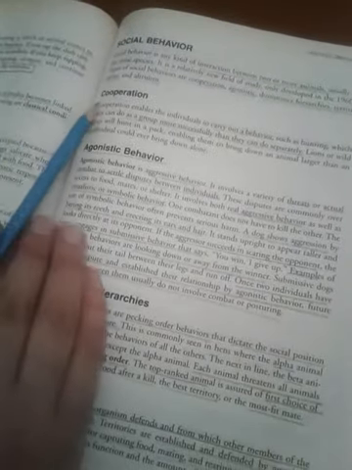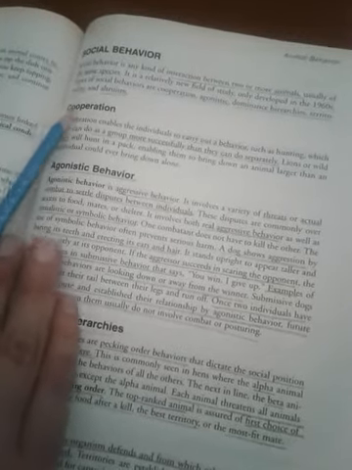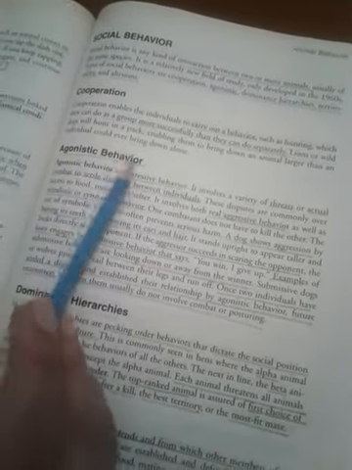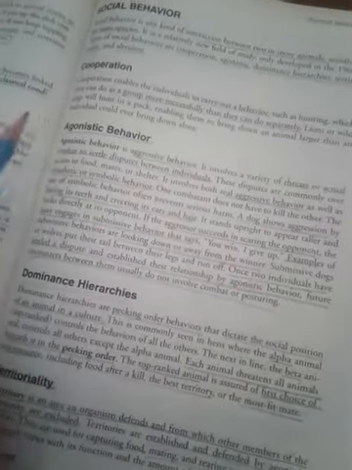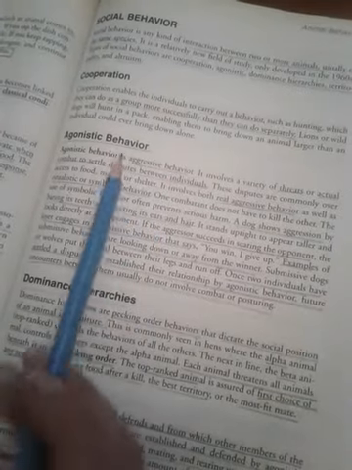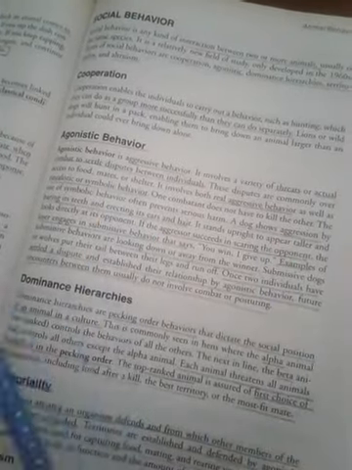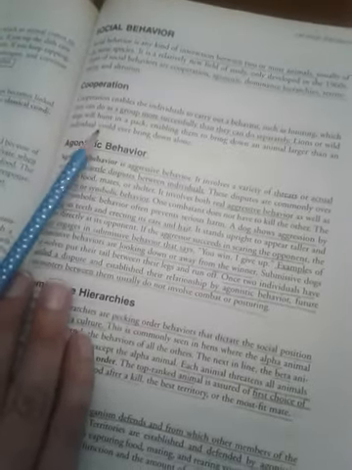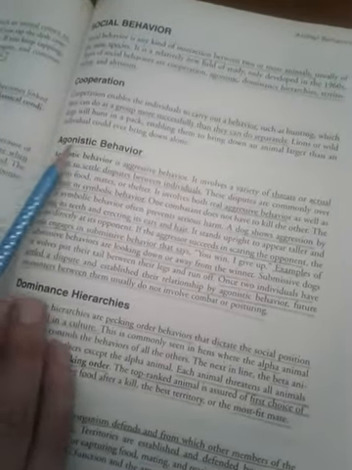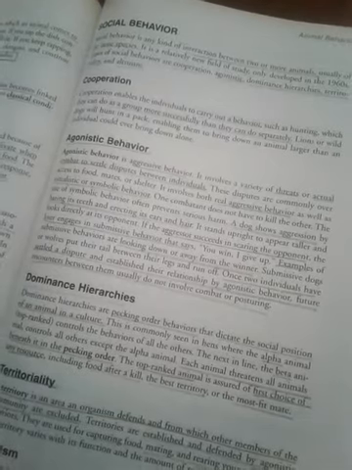So back to cooperation. And the cooperation, the result of the behavior would be better if done by more than one person. For example, hunting with lions or wild dogs. They hunt in packs. As a result, this enables them to bring down an animal larger than an individual could ever bring down alone. Agonistic behavior is aggressive behavior between.